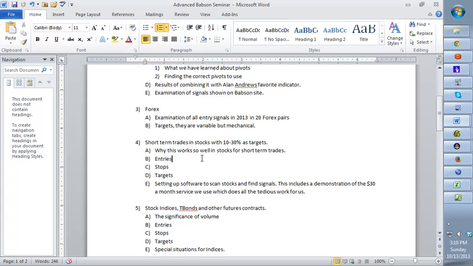And then we're going to talk about short-term trades in stocks where you have 10 to 20, 30% as the targets. And you'll see why this works so well for stocks for short-term trades. And we're going to talk specifically about entries, stops, and targets. Now, in stocks, our targets are going to be different than what we do in Forex and bonds and stock indices and stuff.